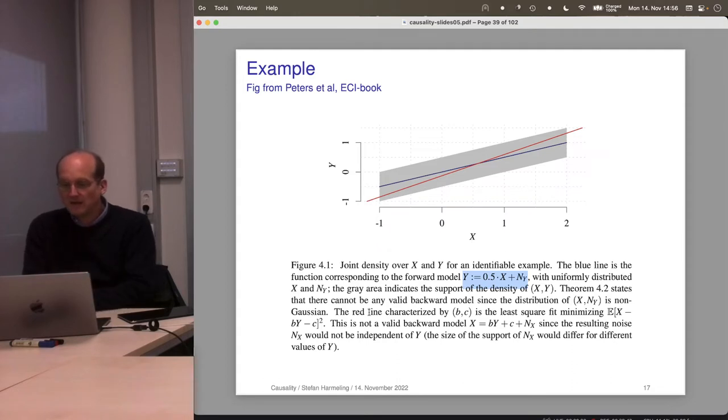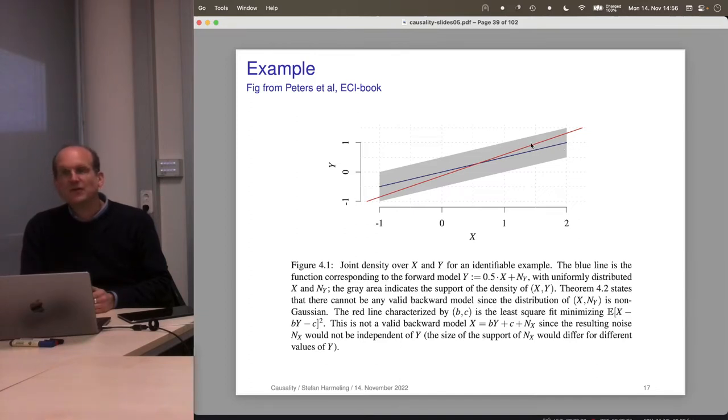Let's go the other way around. The other way around, I would have x equals some beta times y plus some noise variable here. And now, again, we need to check whether the y is independent of the noise on the x. And for that, how did we do it the other way around? I said, okay, let's say x equals 0. We have all these possibilities for y, which is uniformly distributed, and it's always the same distribution. If I do it the other way around, I could, for example, say y is equal to 1, so I'm having this gray area here.